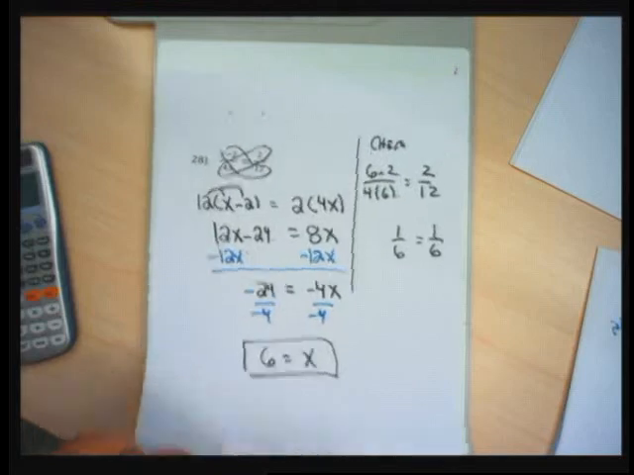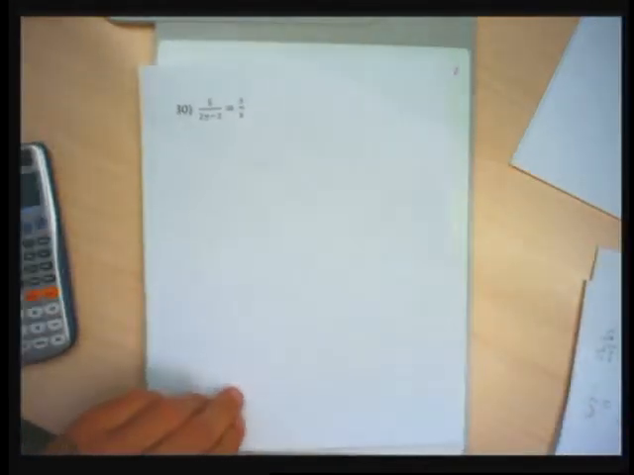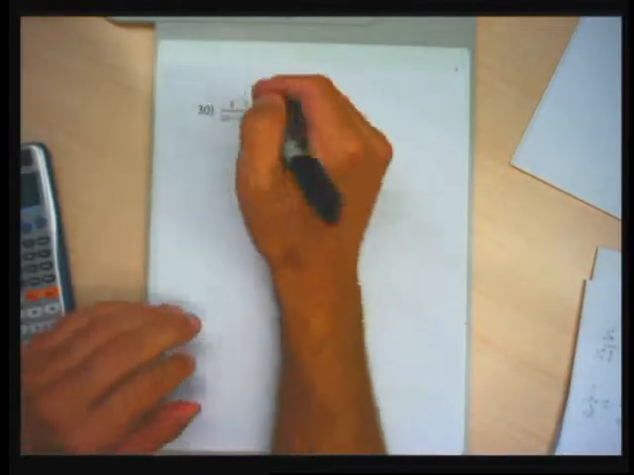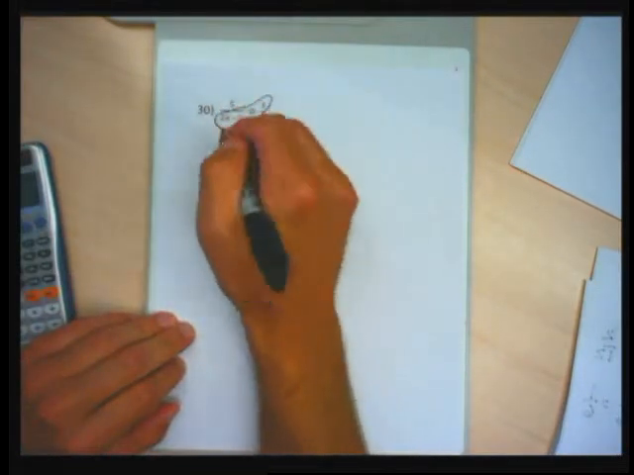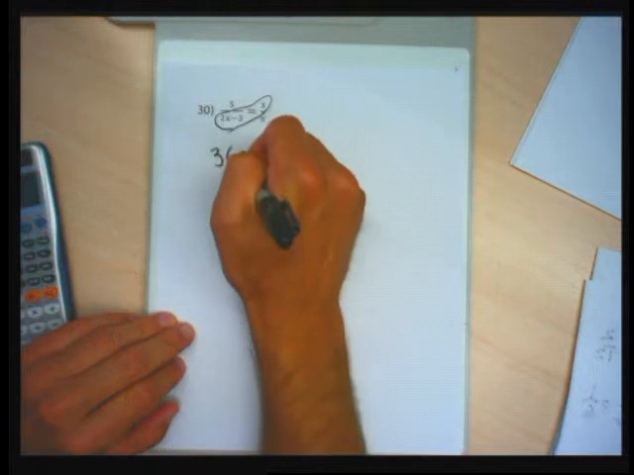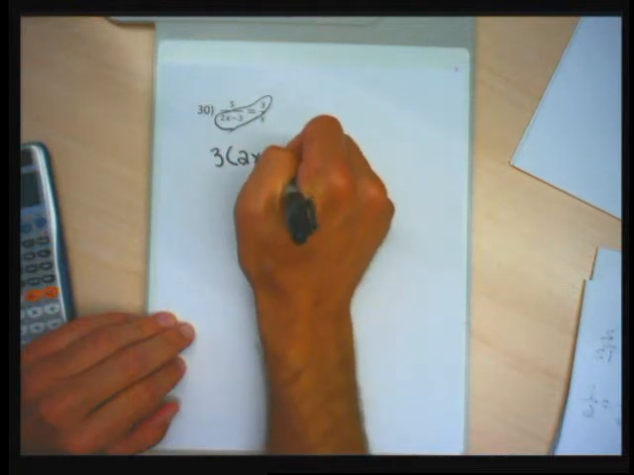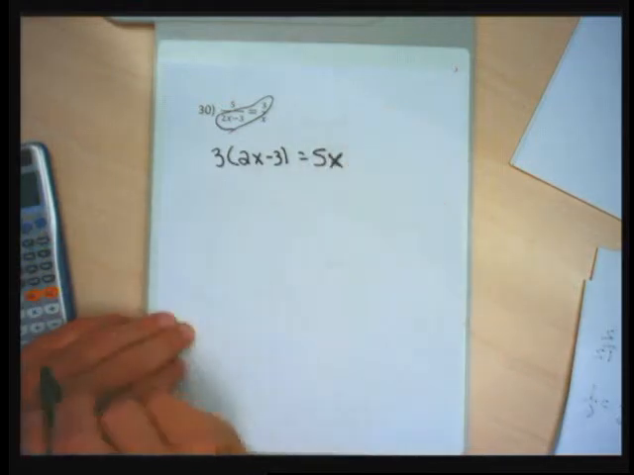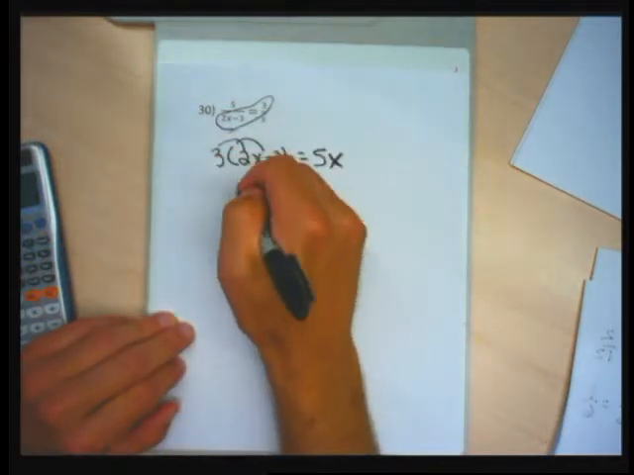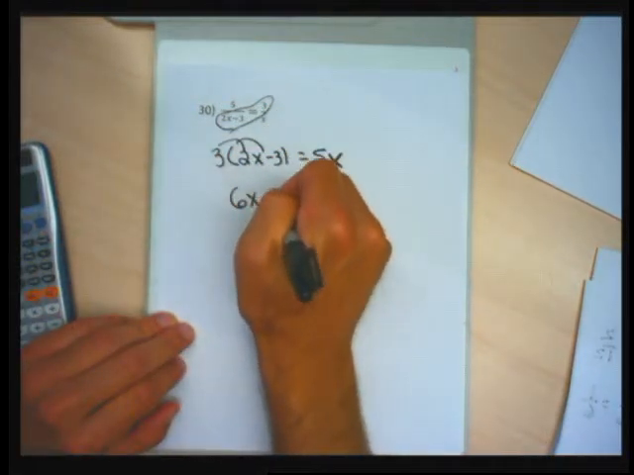I believe this will be the last problem. And it certainly is. So cross multiply again. Up and down, doesn't matter which side you put each on. I put the more complex side on the left side normally. So I get 3 times 2x minus 3 and 5 times x for my cross multiplying. The 3 times 2x minus 3 gives me a 6x minus 9.